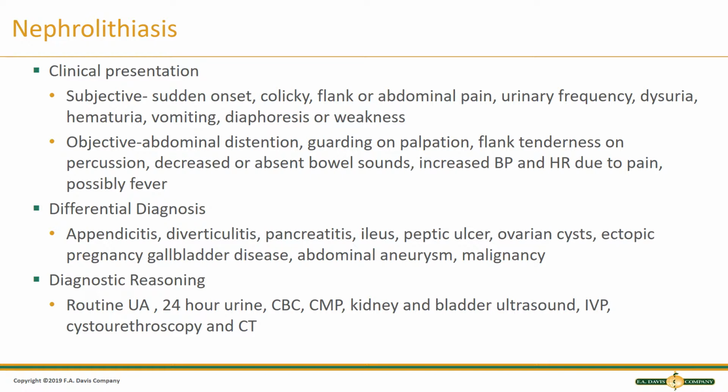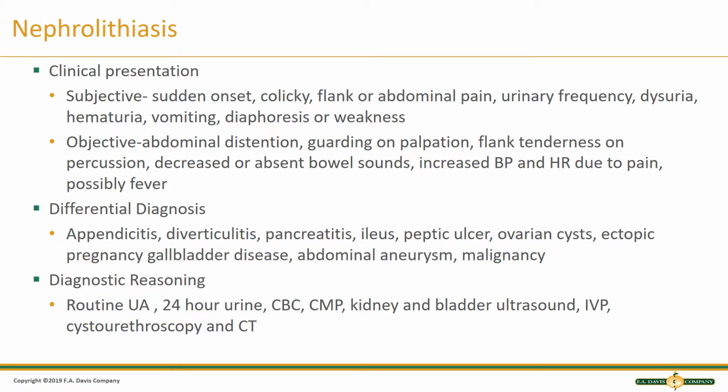The list of differential diagnoses that could be in consideration would be appendicitis, diverticulitis, pancreatitis, ileus, peptic ulcer, ovarian cysts, ectopic pregnancies, gallbladder disease or cholecystitis, right? Abdominal aneurysms or malignancies. Diagnostic testing: a urine dip in the office oftentimes will show hematuria.